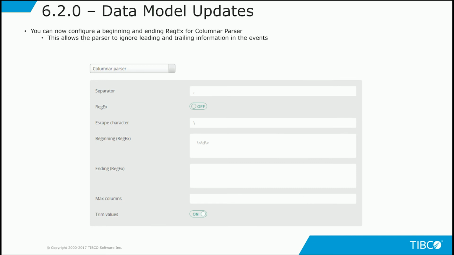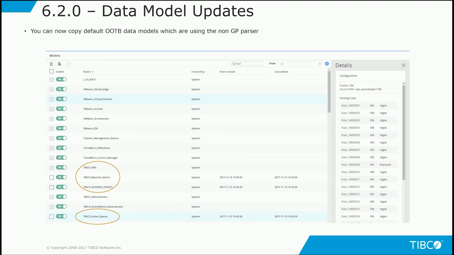We've also done some updates to the columnar parser, whereby we've added the ability to configure a beginning and ending regex to help narrow down your parsing when you use this particular default parser. Data models also now, as of 6.2, have the ability to be copied for those that are out-of-the-box default models and that are not a GP parser.